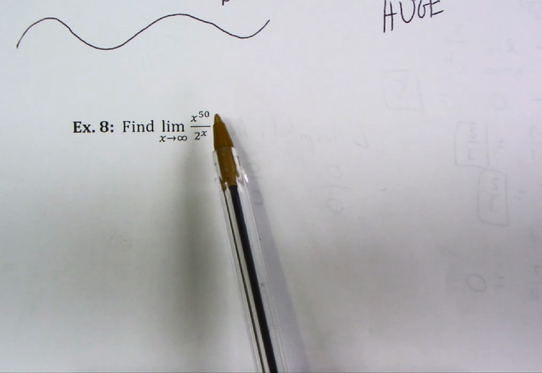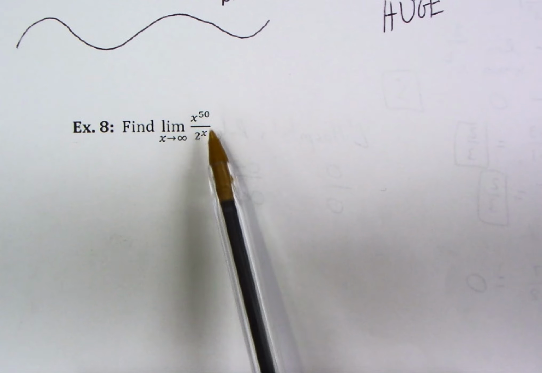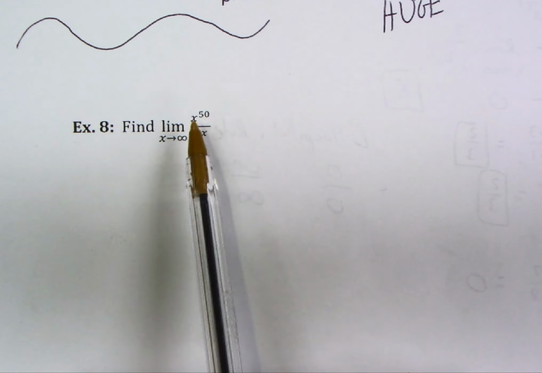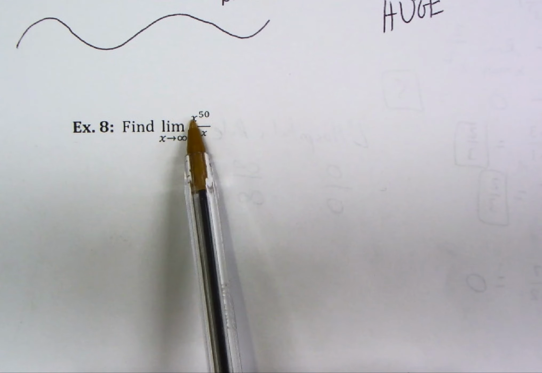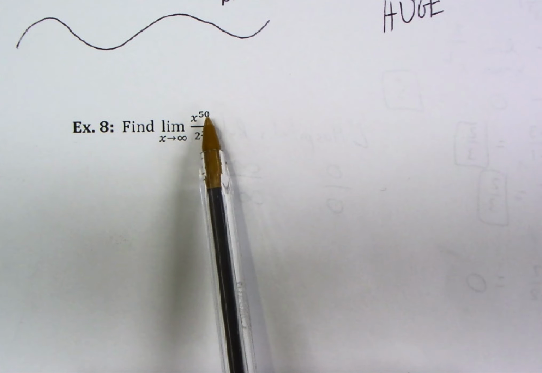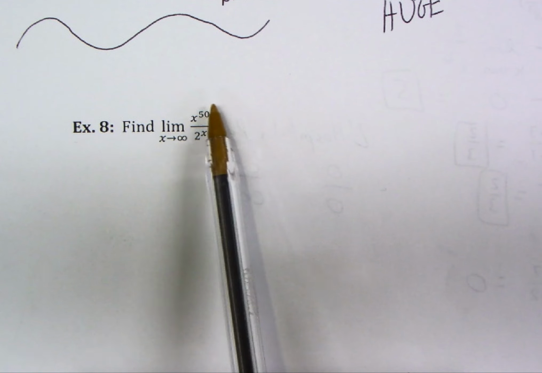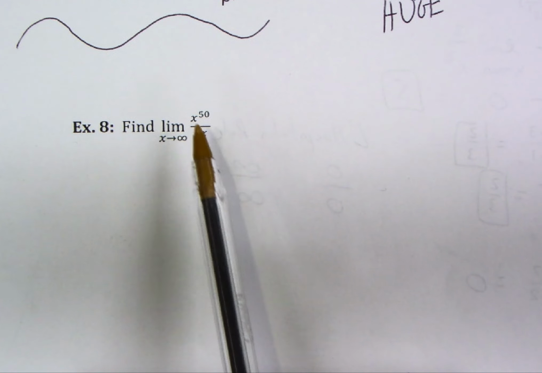Now think about what would happen if I would plug in like 2 for these x's. Obviously 2 is not a very big number, right? But if I would plug 2 in for these x's, 2 to the 50th is a really big number on top, and I get 4 on bottom. So at first glance, you think, okay, this might be infinity.